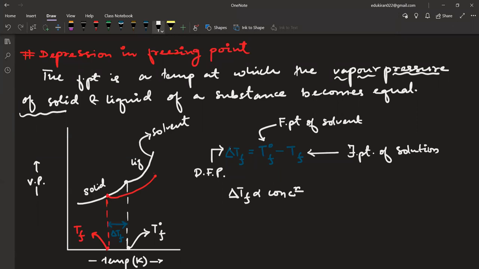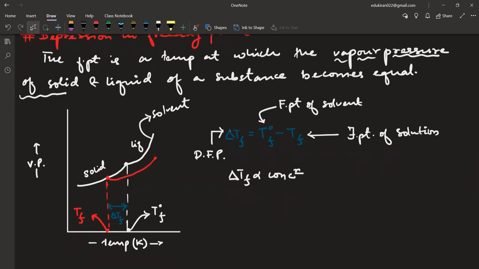Can you repeat again? What is happening if I am adding solute? The freezing point is decreasing. Yes. Correct? What will happen if I keep on adding? The freezing point will keep on decreasing. Yes. That means the gap between these two will be increasing, na? Yes or no? Yes, sir.